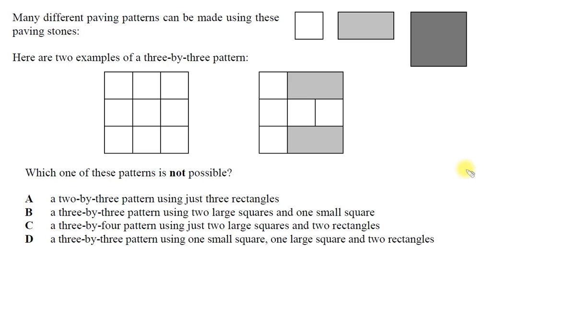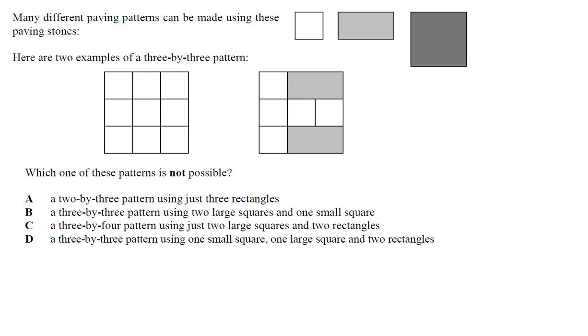Is it a 2x3 pattern using just rectangles, a 3x3 pattern using 2 large squares and 1 small square, a 3x4 pattern using just 2 large squares and 2 rectangles, or a 3x3 pattern using 1 small square, 1 large square, and 2 rectangles? Let's start by drawing each of these out and seeing if they're actually possible.